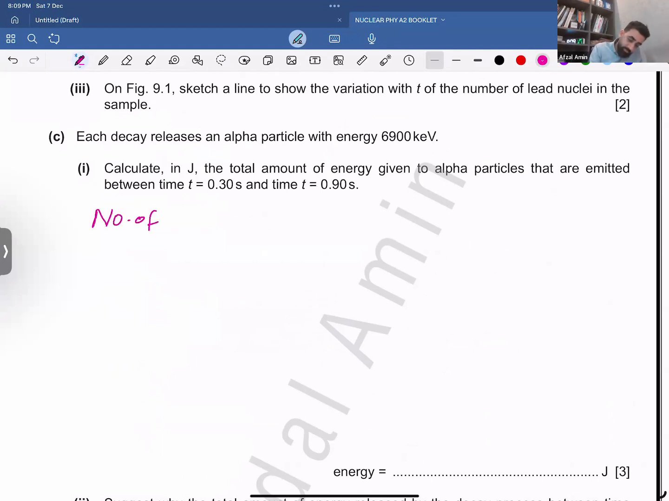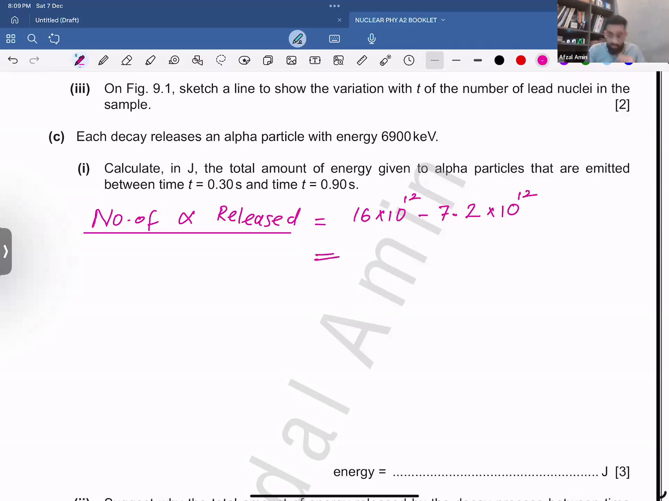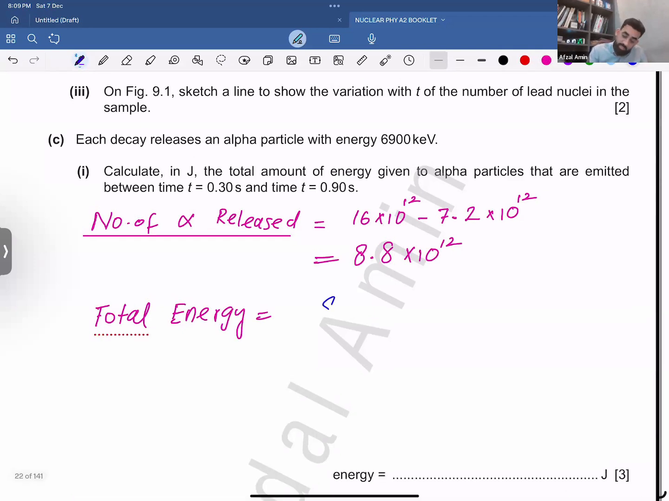So the number of alpha particles released, because each nucleus releases 1, is 16 × 10^12 minus 7.2 × 10^12, which is 8.8 × 10^12. This many alpha particles have been emitted. So what is the total energy now? Multiply them.